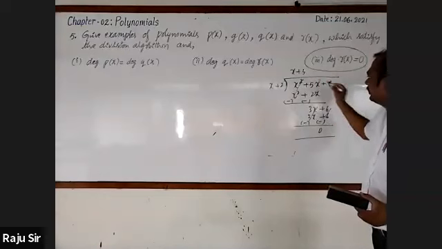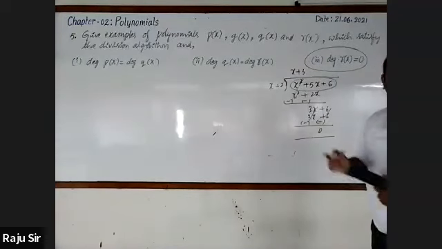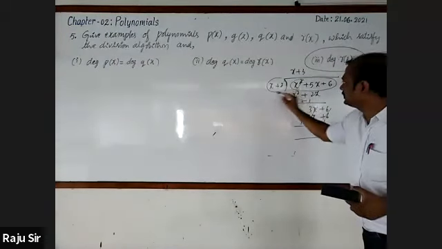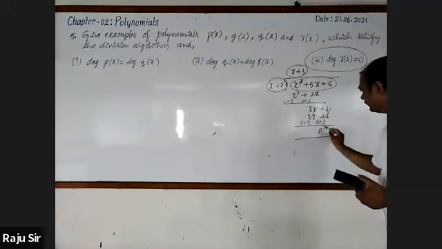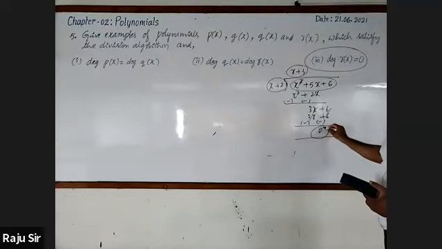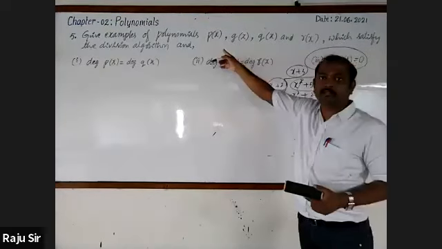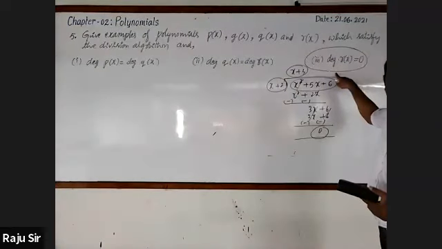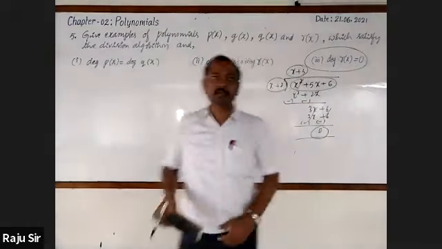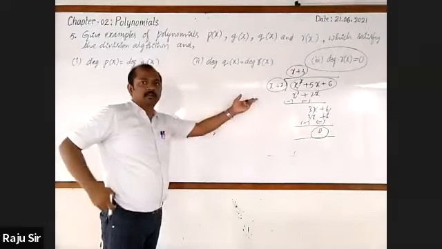Look here, then I can take this as p of x, this as g of x, this is q of x, and this is r of x. We got all the 4 polynomials which satisfy the third condition. You can also take another polynomial, other than this.